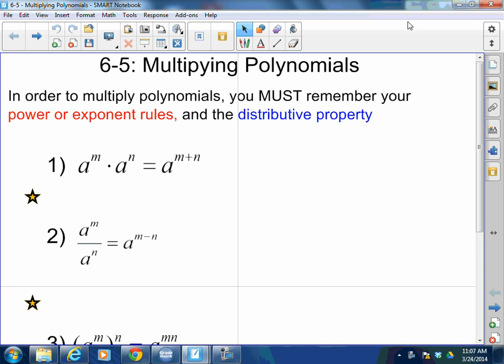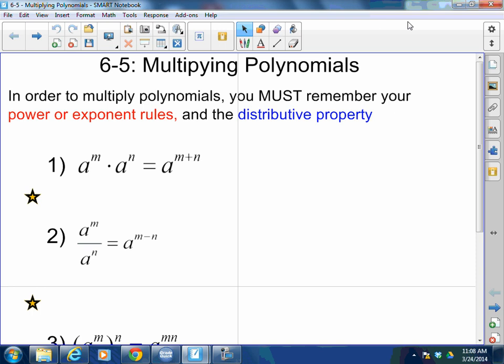Welcome back to Mr. Morrow's Algebra class. Today we will be continuing with polynomial operations, and we're going to be talking about multiplying polynomials. Now, in order to multiply polynomials, you have to remember your exponent rules. Why, you may ask? Because remember, polynomials are any number, variable, or the product of numbers and variables. So when I'm multiplying polynomials that have variables with other polynomials that have the same base variables, I'm going to have to use my exponent laws.